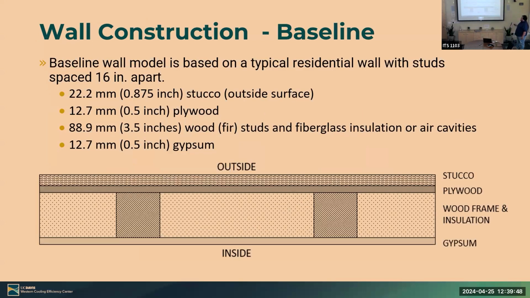So here's the construction of the baseline wall, both in our laboratory and our modeling. It's just your standard wall with studs 16 inches apart, about 20 millimeters of stucco, 12.7 millimeters of plywood, about 90 millimeters of wood framing with fiberglass insulation, and then gypsum.